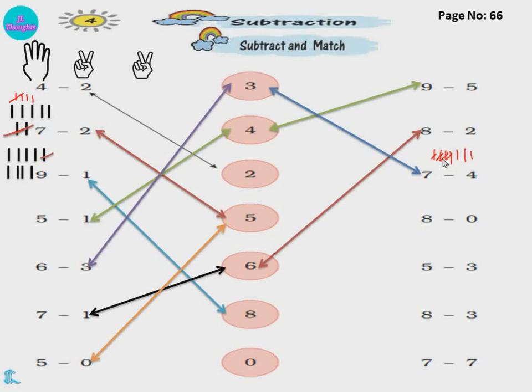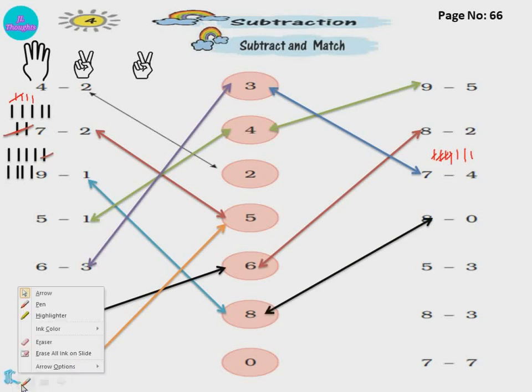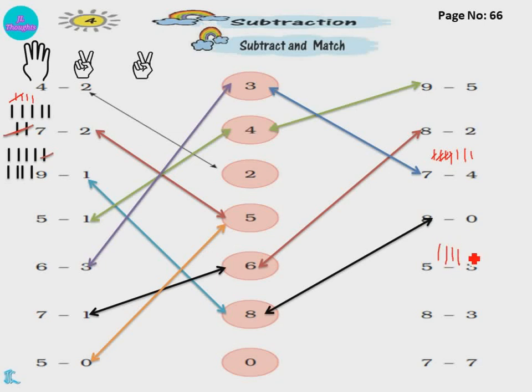8 minus 0. From 8 we are not removing anything. So left out 8. Now next 5 minus 3. 1, 2, 3, 4, 5. So in that I remove 3. So left out is 2. Similarly, 8 minus 3 is 5.